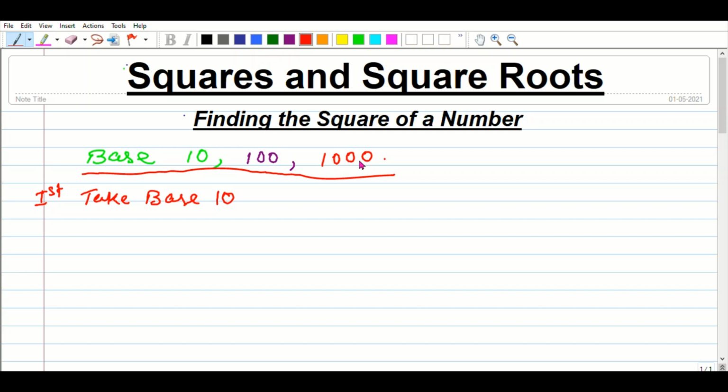Here today we will find the square of a number by taking base as 10, 100 and 1000. It will help to find quickly the square of a number. As you know, up to 20 you know very well how to find, and it is already learned by you. So the first number we will take on the base of 10.